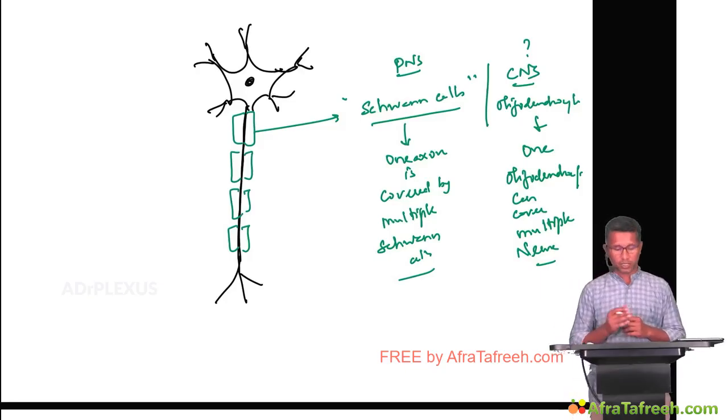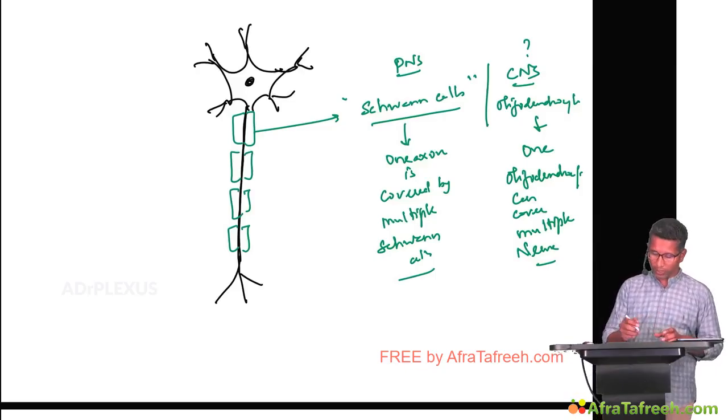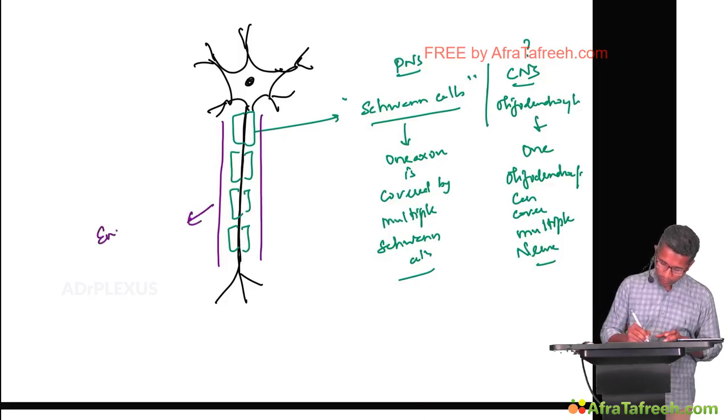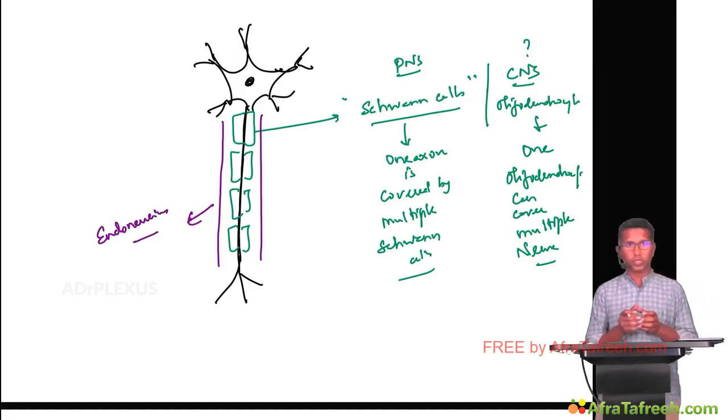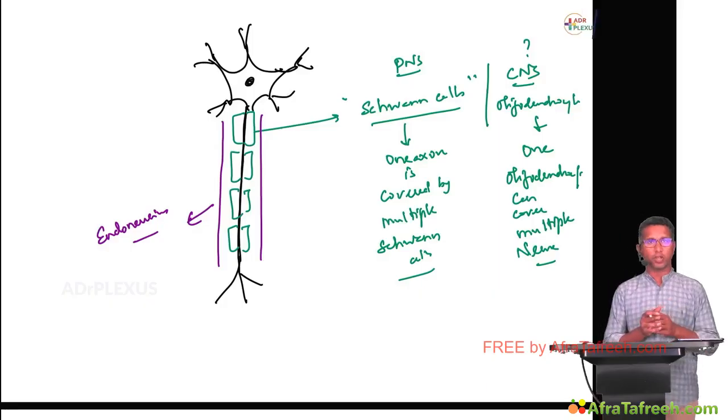Now if you take this axon per se, this entire axon is covered by an outer covering like this, and this outer covering of the axon is called the endoneurium. Now several axons join to form a nerve bundle and several nerve bundles join to form a nerve.